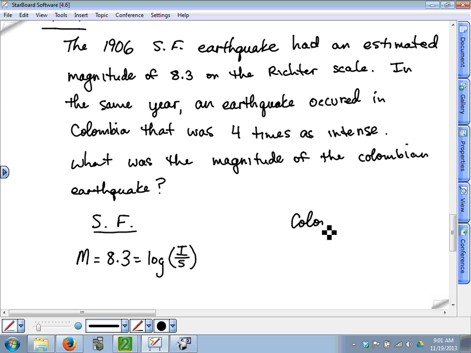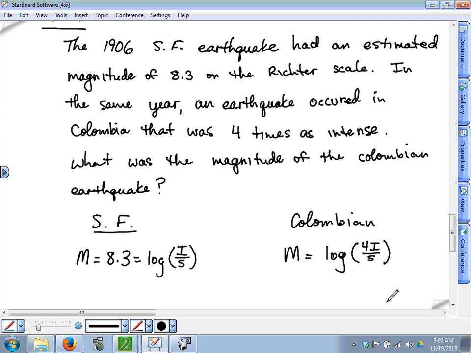The Colombian one, what's the only thing that we know about the Colombian earthquake? It's 4 times as intense. Now, does that mean we just take the magnitude and times it by 4, so it's a magnitude 24 on the Richter scale? No. What do we multiply 4 by? The I. Okay? So the magnitude of the Colombian earthquake is equal to log of 4 times I over S.